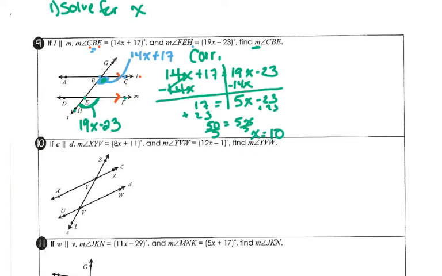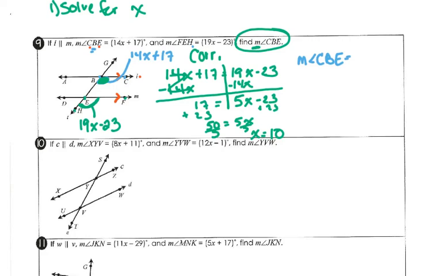Now my question is am I done? So if you said no, you are correct. And the reason being is you still need to find the measure of CBE. So in order to find CBE, and remember that's this part right here, what are you going to have to do? So if you just said plug in x, you're correct. So now I'm going to find the measure of angle CBE by plugging in 10 for x.